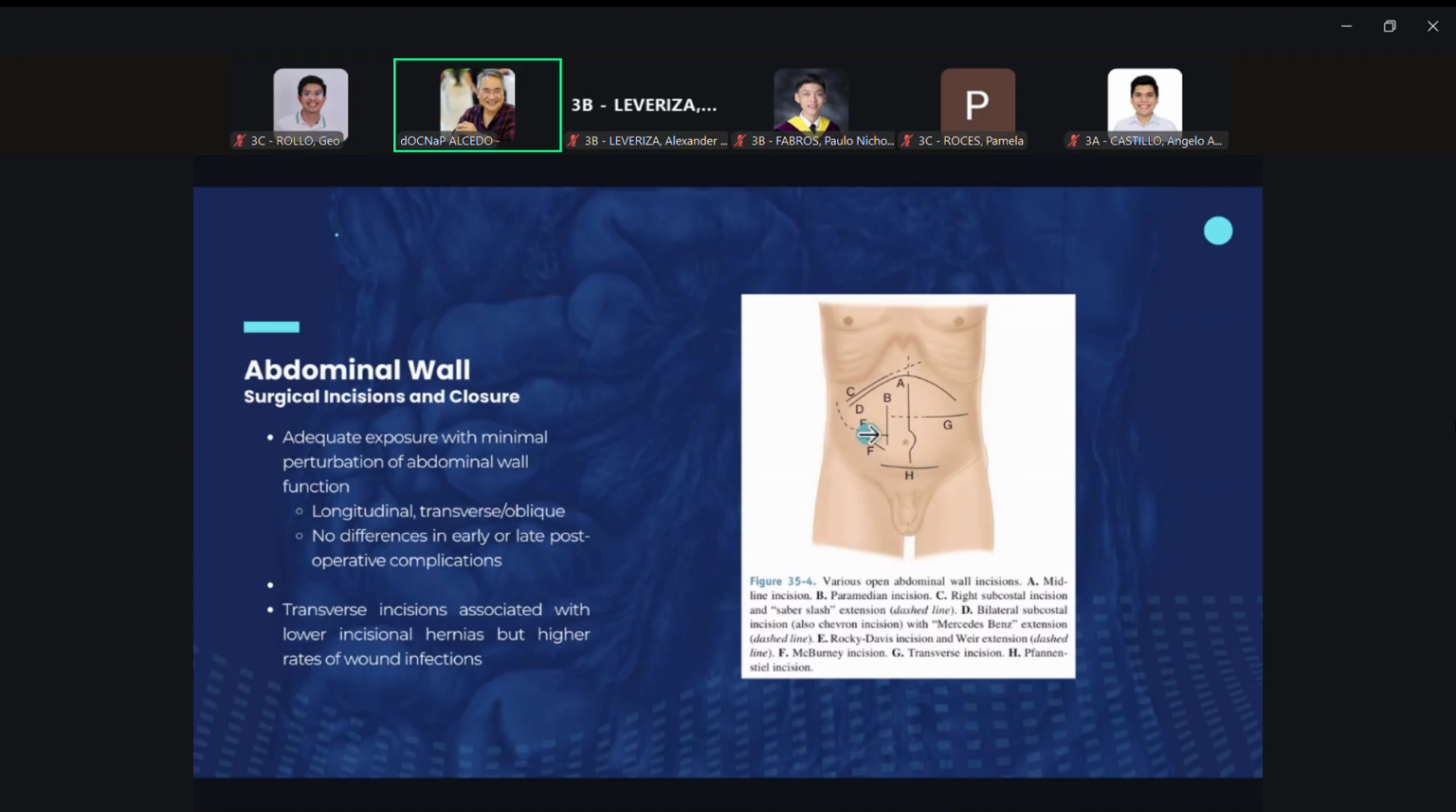Basically, transverse incisions are associated with lower incisional hernias, but they have a higher rate of infection. And of course, very important is the exposure that they provide. You want to make sure that the incision that you choose will provide you with the best exposure for the procedure that you are contemplating to perform. That's why when we use the term explore lap, it means we have to explore and have access to the whole of the abdominal cavity. The preferred incision is your midline vertical incision.